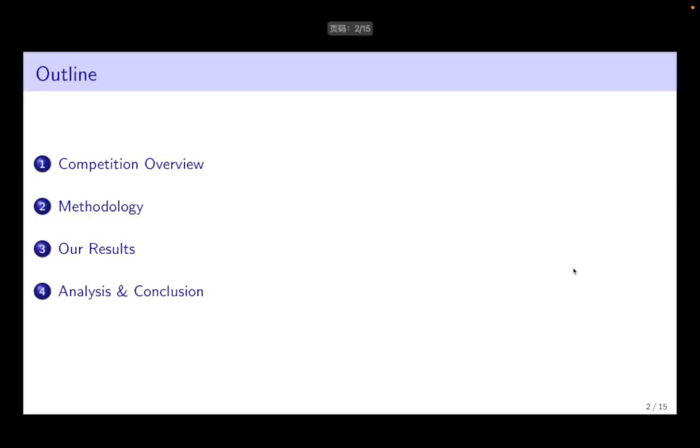Let's start with a quick overview of what we will cover. First, I will briefly introduce the Kaggle competition itself, and then we will dive into our methodology, detailing the model, techniques, and the data we used. Following that, I will present our results, including our final ranking and some examples. Finally, we will discuss the key factors behind our success, acknowledge limitations, and conclude.